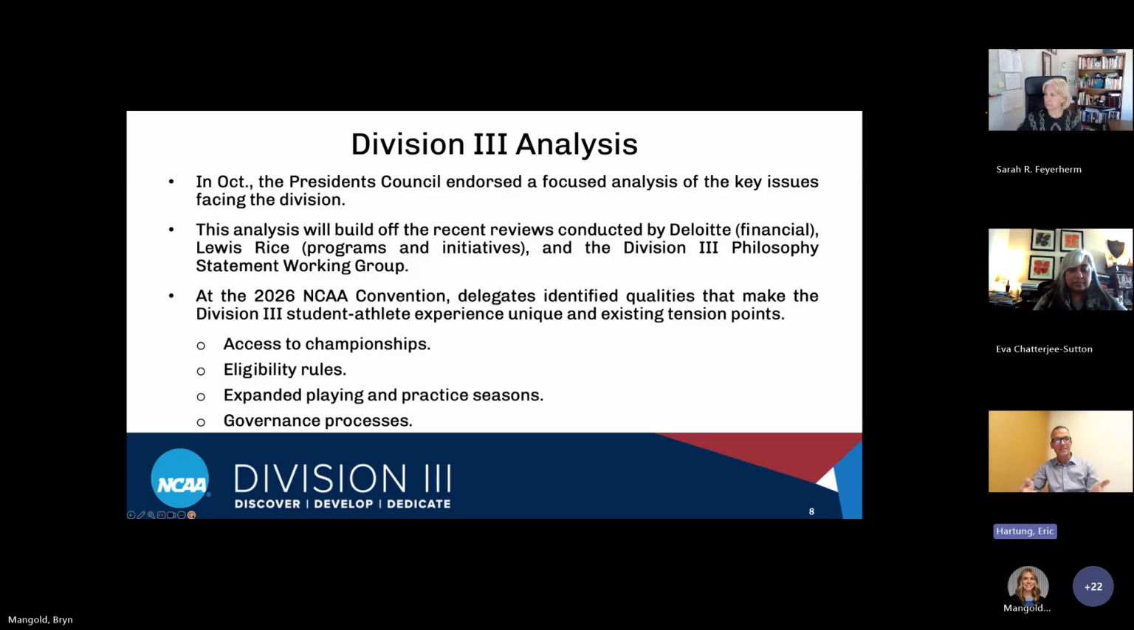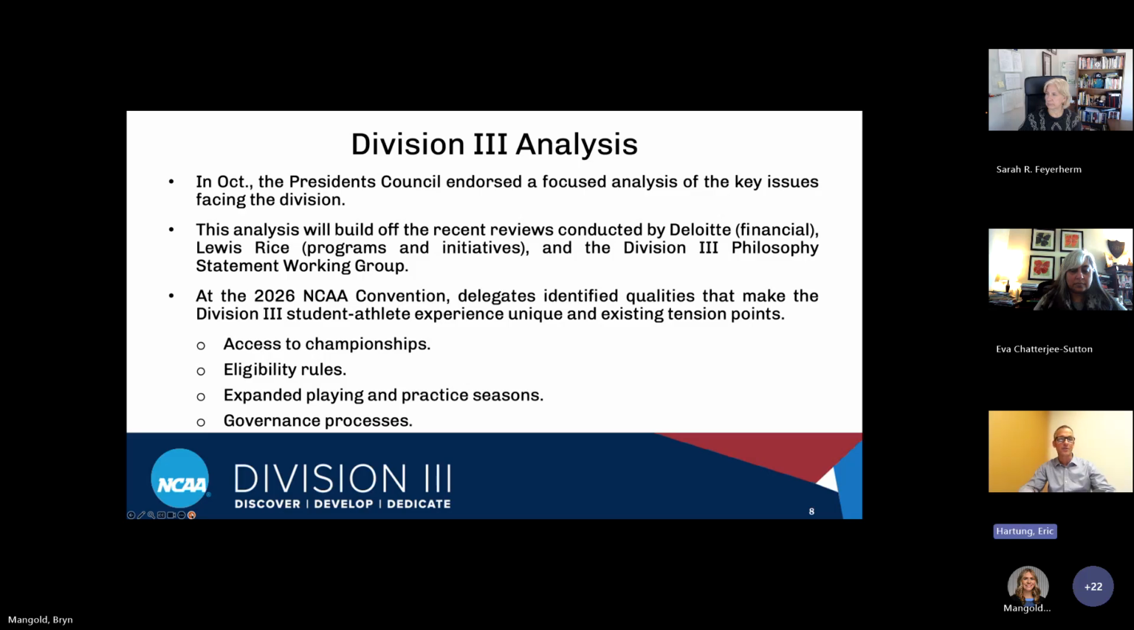But we're doing this analysis not just to find out about that, we're also doing this analysis to identify the key tensions, the tension points that exist within the division across our constituents. And I've got 4 that I want to highlight for you here. One of them, and these are not in any particular order, is access to national championships.